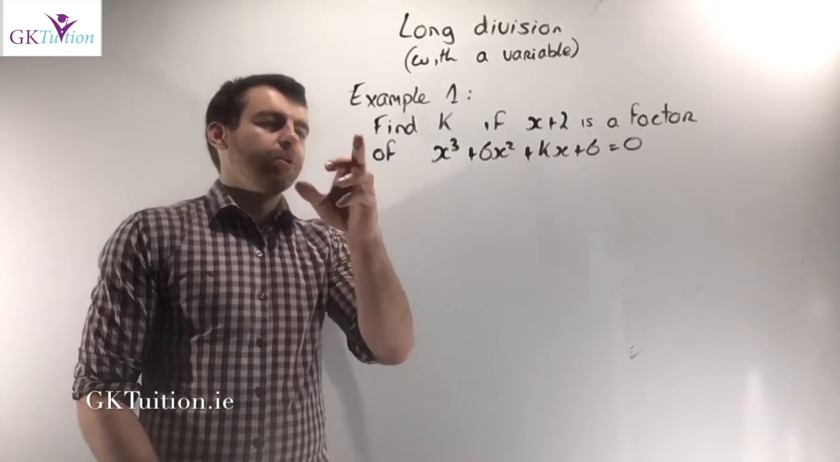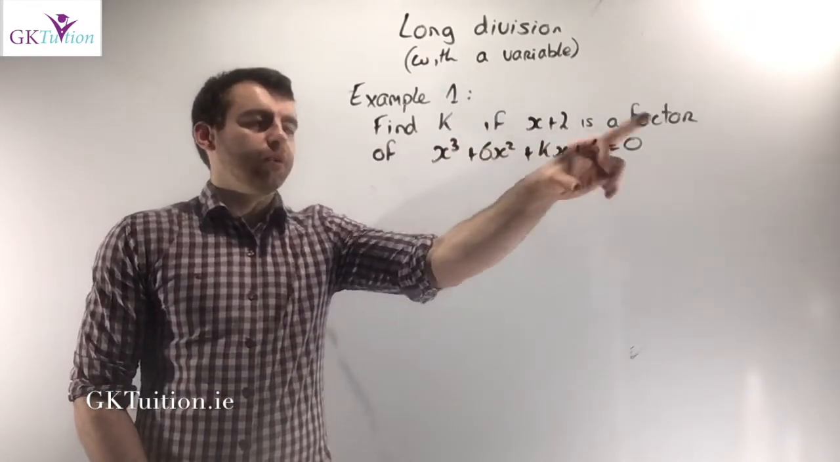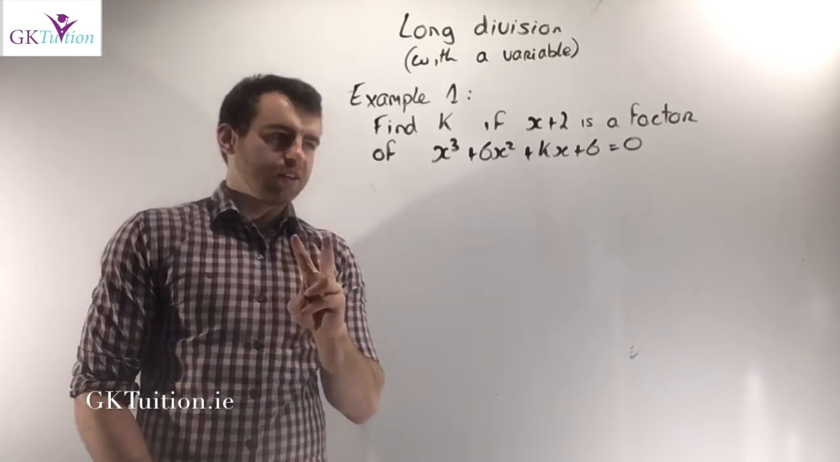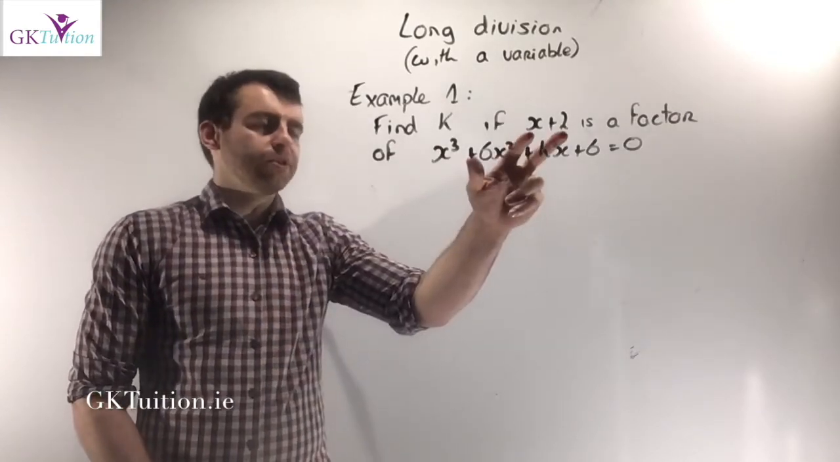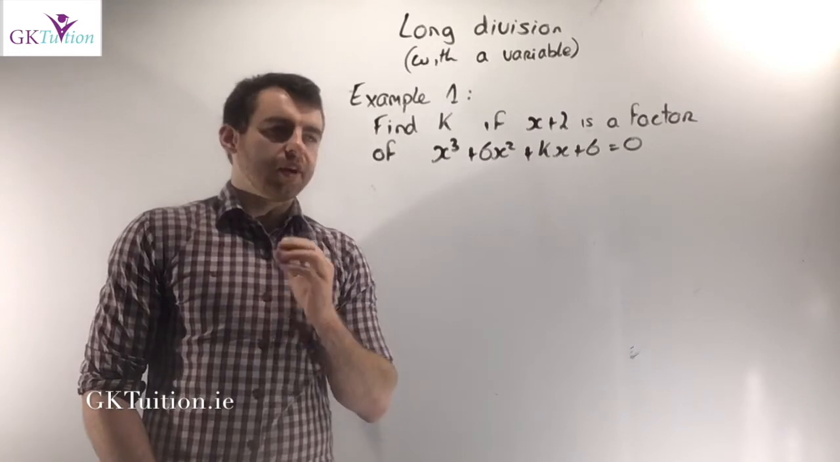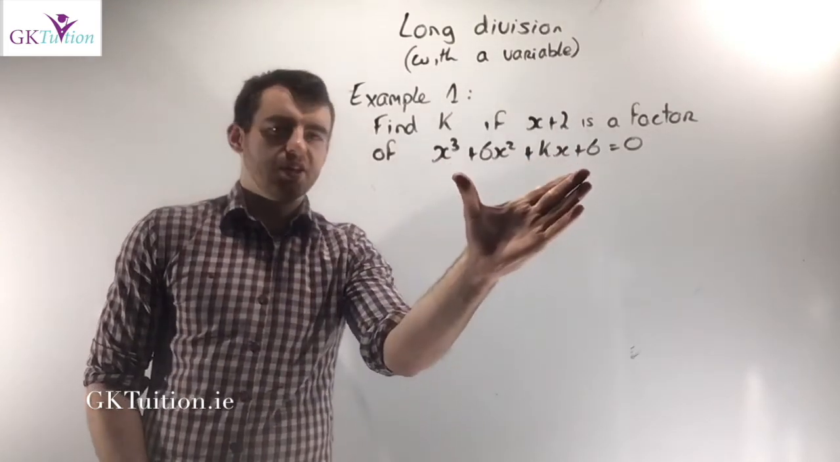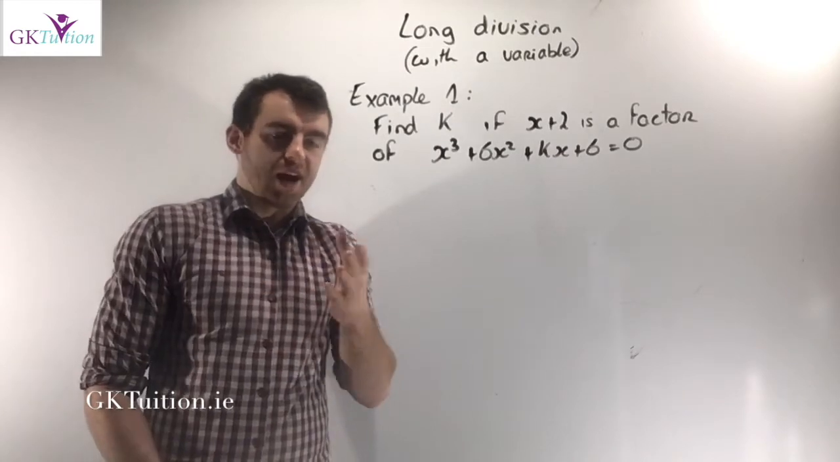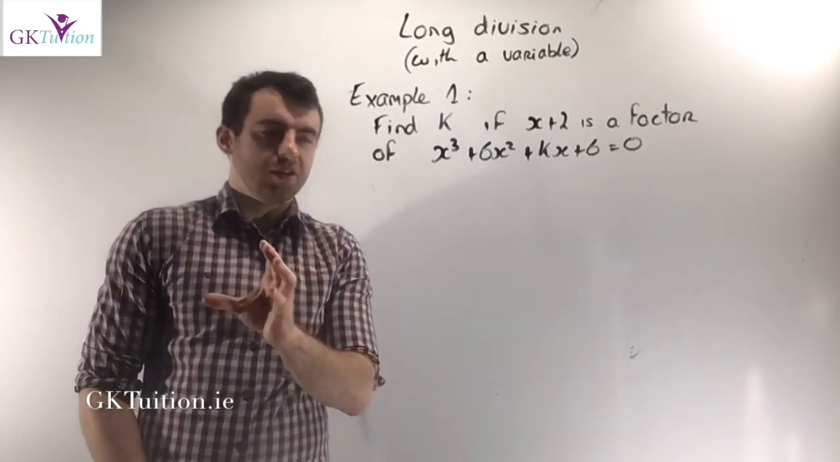So in the first example here, it tells me that x plus 2 is a factor of this cubic. That tells me two things. If x plus 2 is a factor, I know that I can divide x plus 2 into this cubic and my remainder will be equal to 0. That's the harder way of doing it, but it's the way that we need to learn.